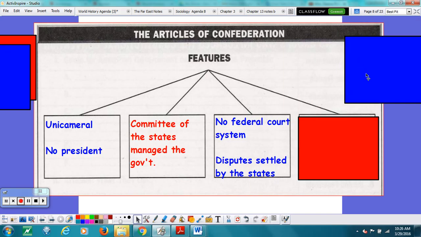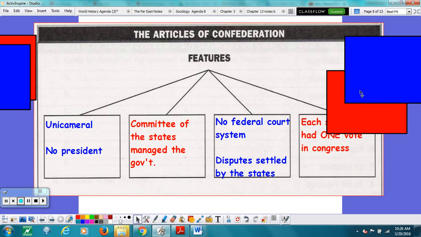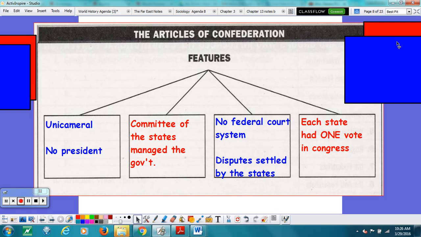Some other problems, there was no federal court system. So any kind of dispute had to be settled by the state, but the problem would be if two states wanted to sue one another, there were no courts to accommodate them. And finally, each state had one vote in Congress. This is something that we talked about with our little simulation the other day. You needed a 2/3 majority to bring up legislation, but you had to have a unanimous vote of all the states, and so each state had 13 votes. To get a unanimous vote and to pass any legislation was nearly impossible.